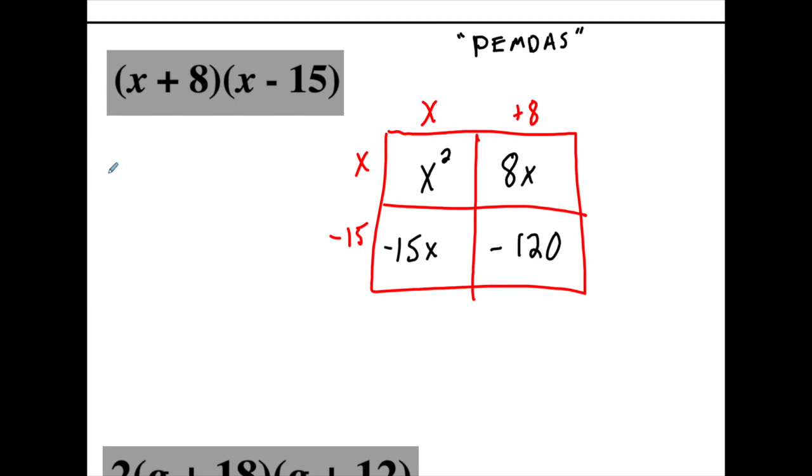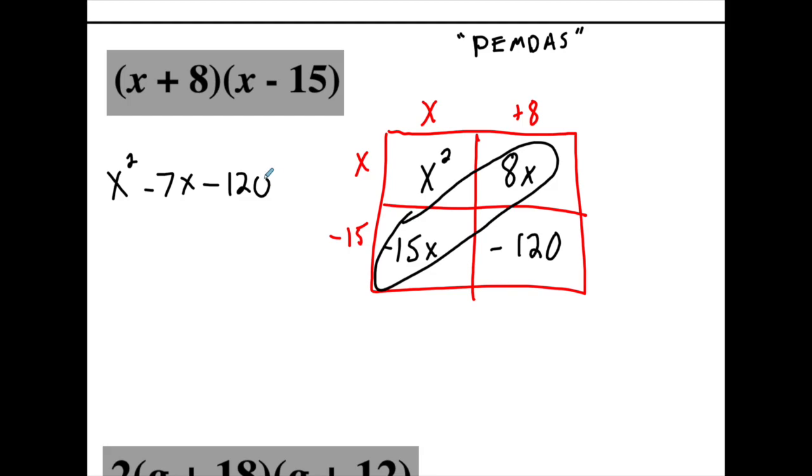So go ahead and we'll combine terms. So we've got x squared. There's only this. Remember the x's, you're usually going to find those in the diagonal. So negative 15x plus 8x is negative 7x. And then we have negative 120. And since there's no a value, or in a sense, I guess there's no a value, but a is really 1, and multiplying by 1 doesn't change anything, this is our final answer.